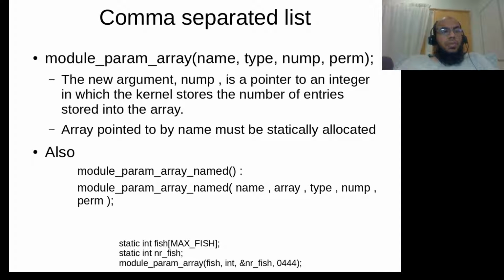This is an example. You can have static int fish, and this is your array, and then you have the number over here, and you pass the number as a parameter over here.